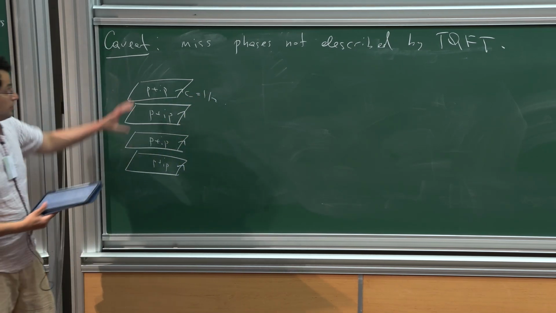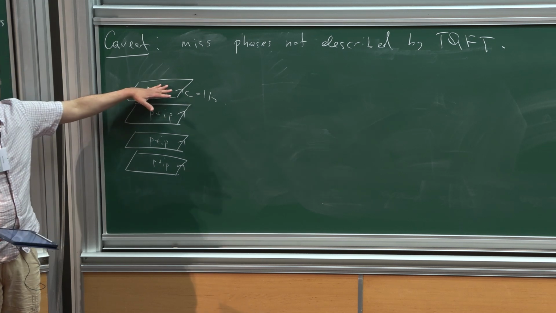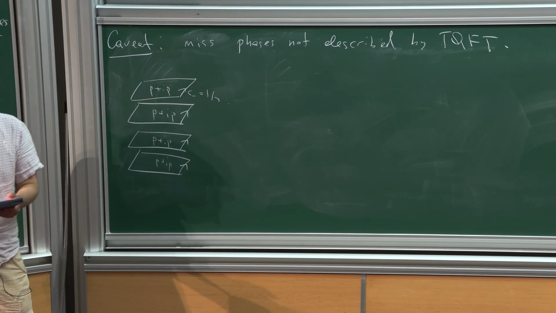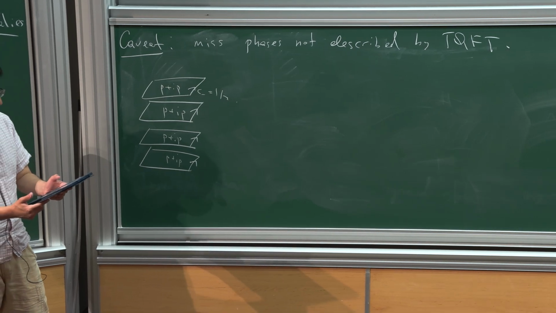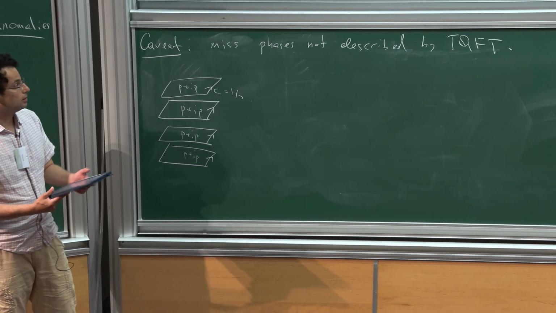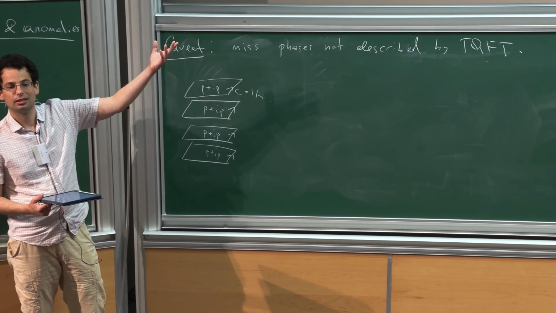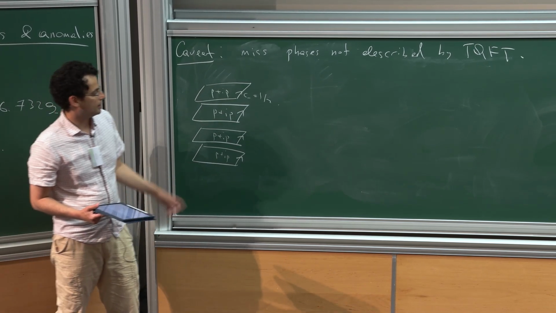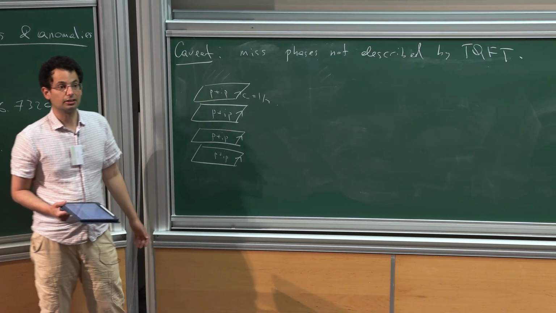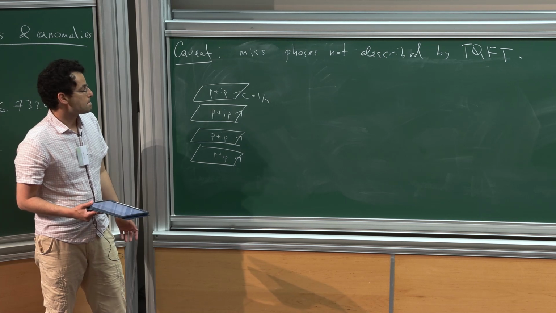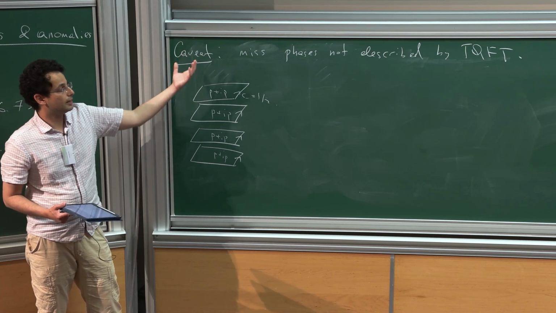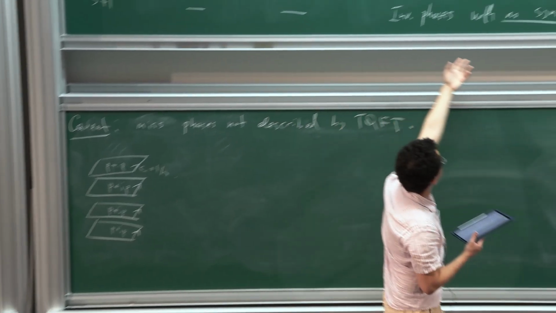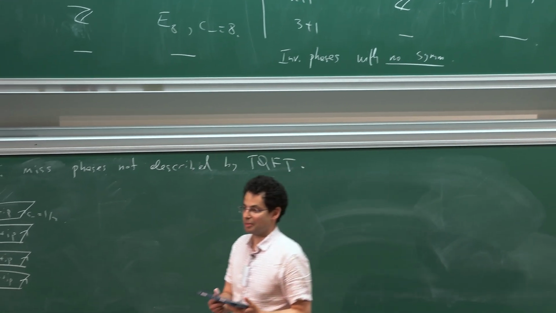So this is an invertible phase, right? Because each layer is invertible, so the stack is also invertible. You can just invert it locally. But it's clearly non-trivial. It has these gapless edge modes that cannot be gapped out, but it's not in our classification. The classification gives nothing in 3 dimensions.